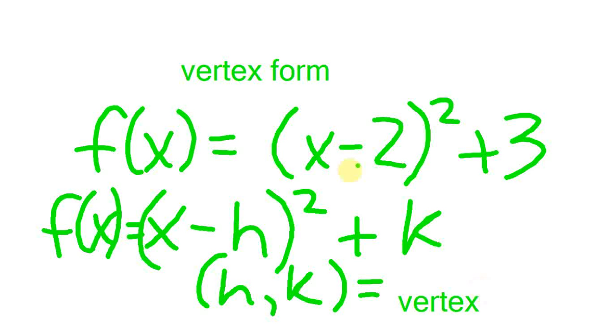Okay, so you can see also that this function right here is a shift to the right by 2 and a vertical shift up by 3 of our basic quadratic function, y = x². Okay, we can also find the zeros of this function by doing the following.